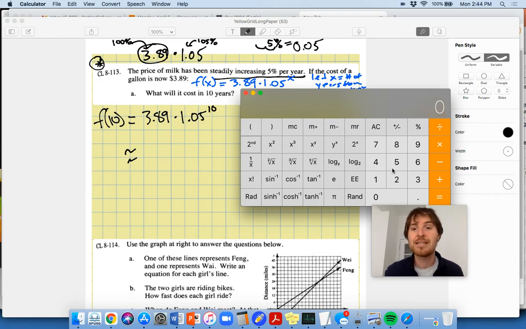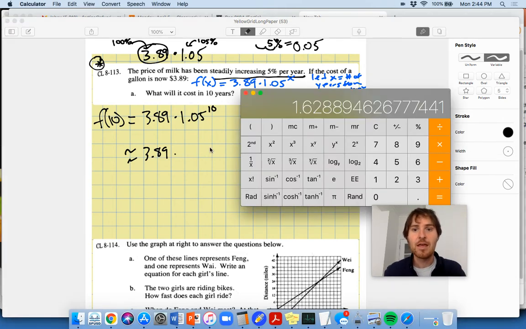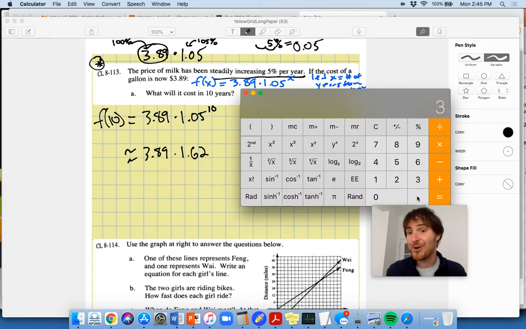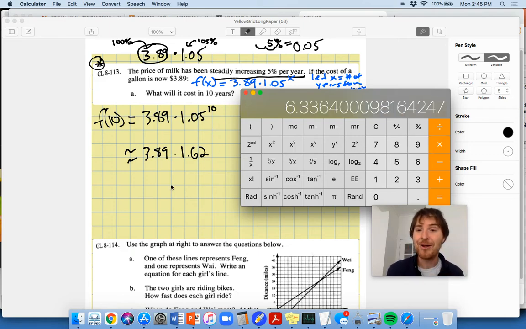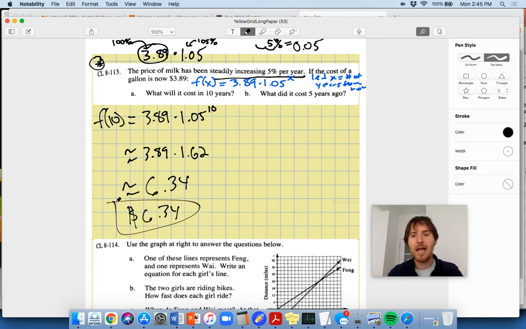So 1.05 to the 10th power, I'm going to do that, and I'm going to get this. Exponent first, that's what 1.05 to the 10th power equals, and then I'm going to multiply that, because it goes exponent, then multiply in PEMDAS. 3.89 times about 1.62. I'm going to multiply that by the starting value, which was 3.89, what it currently costs here, and I get about $6.34. That's what I get.